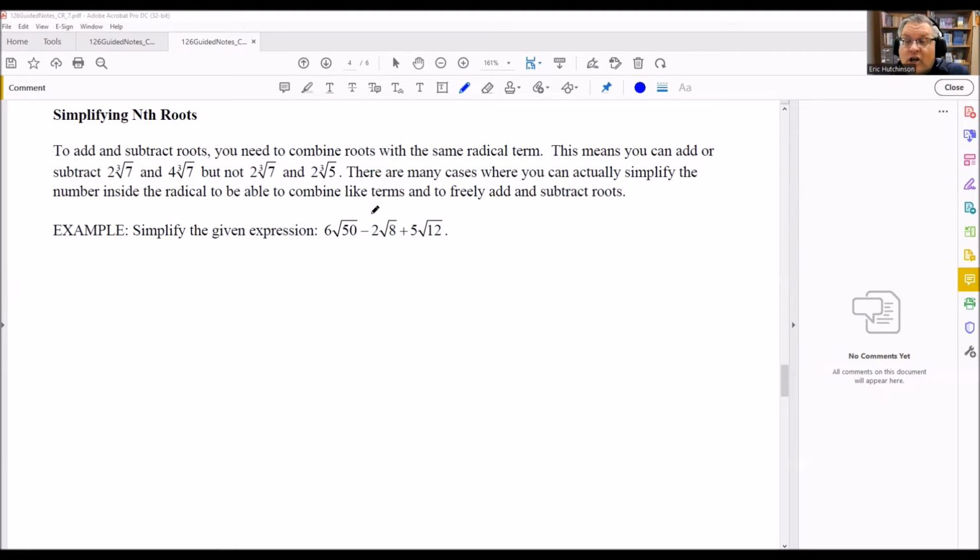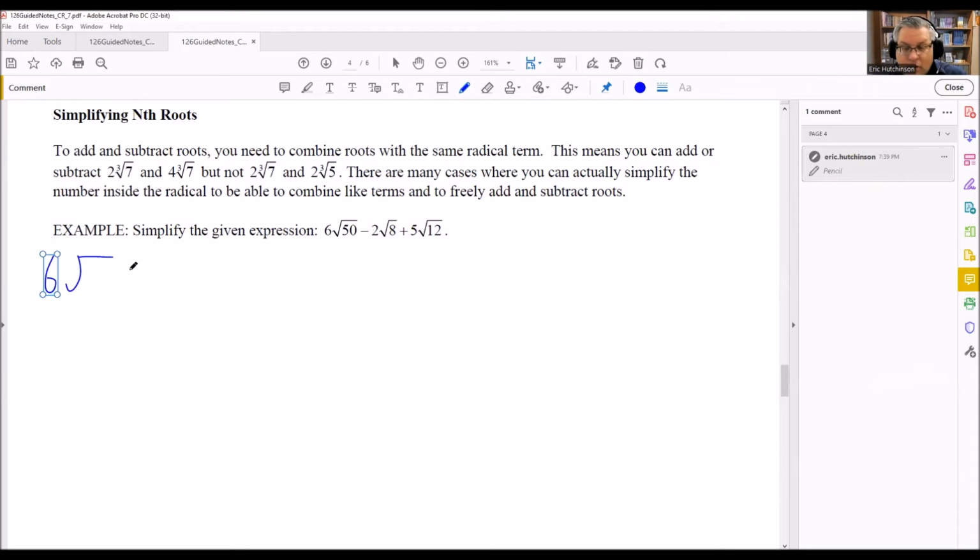But what I can do is work with the numbers inside the radicals to turn them into perfect squares, to where I could take the square root of them. So the first one that I have here, I want to rewrite the 50 as a product of two numbers for which one of them happens to be a perfect square. Now I could take 5 times 10, but none of those are perfect squares. However, if I do 25 times 2, then that would work, because the square root of 25 is 5, and 25 would be the largest perfect square I could find with 50.